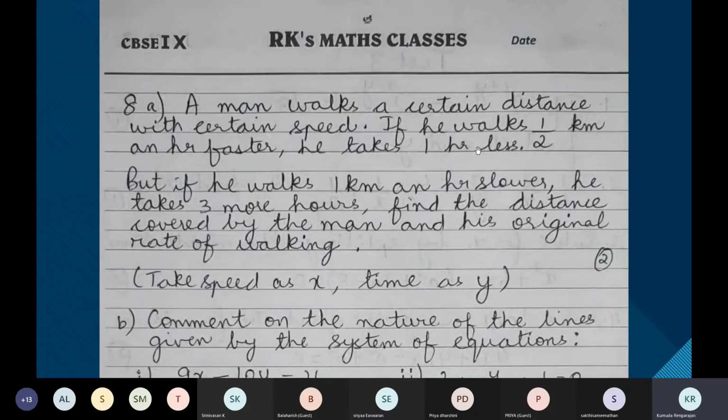Children, am I audible? Yes, ma'am. All right. Thank you, children. Let's assume the speed and time.